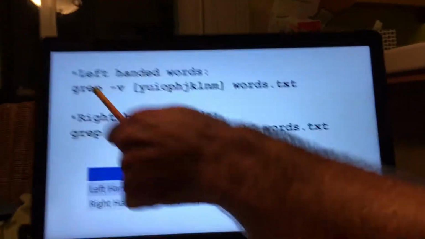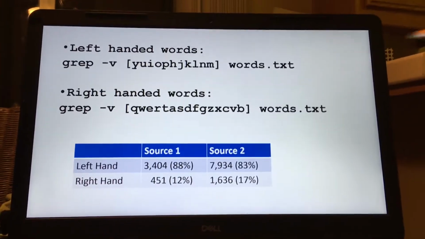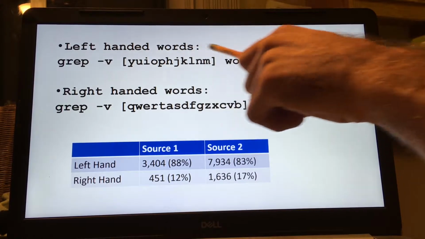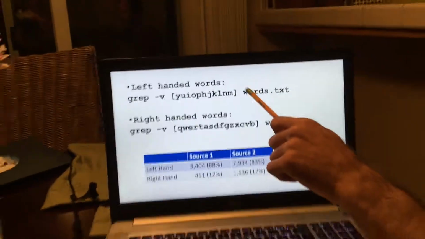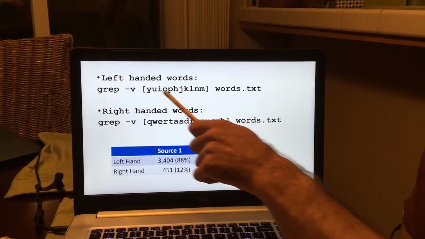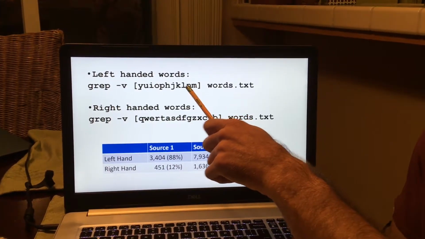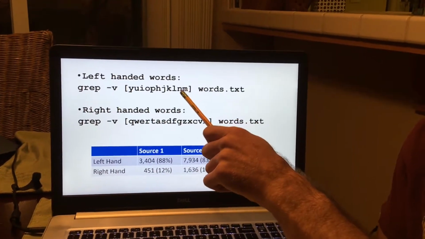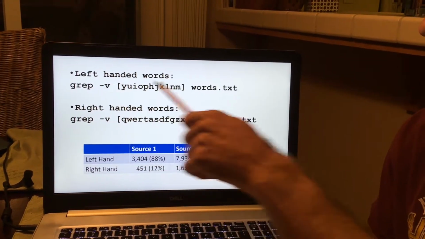So anyways, if you've stuck with me this far, then you're a real fan, so I can really get into it. So grep is this Unix utility that searches for patterns. So if I want to find all the words I can type in with my left hand, what I'm asking it to do is to show me all the words that do not contain these letters. So these are the letters that your right hand has responsibility for typing in, and these brackets mean any one of these characters. So this -v means show me the reverse.